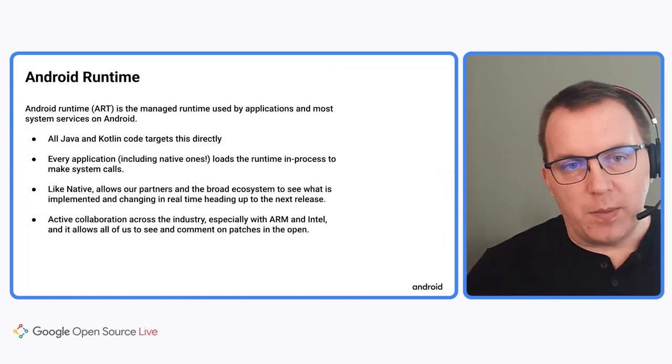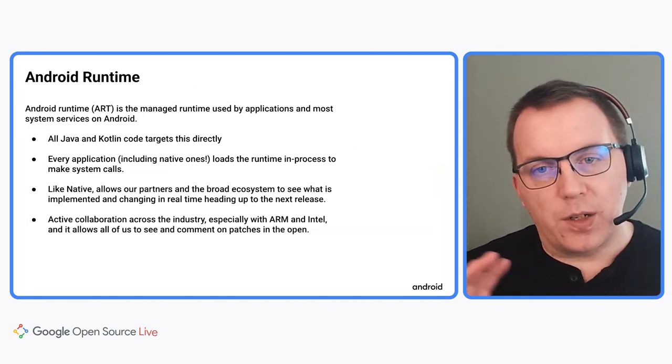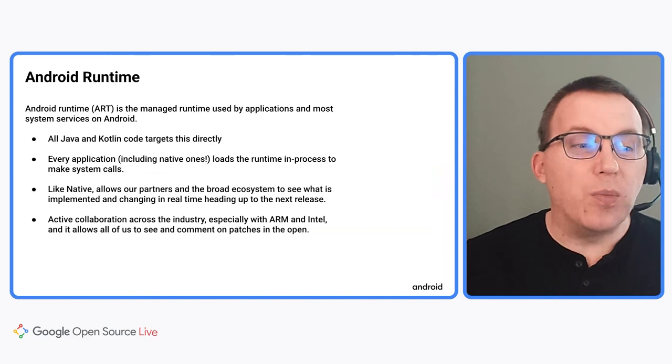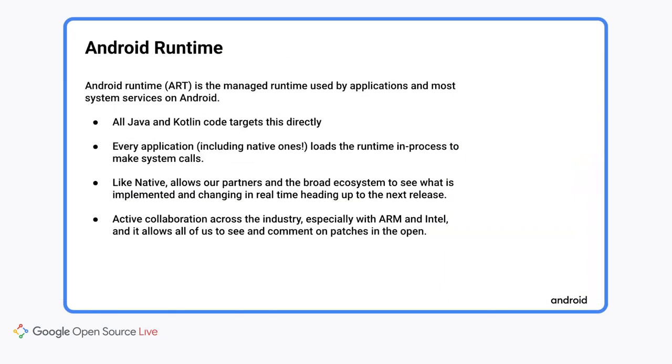And so the last thing on my team that I wanted to talk about is the Android runtime. ART is the managed runtime that's used by applications and almost every system service on Android. You're probably familiar with it because this is what all of the Java and Kotlin code directly target. But what many people don't realize is that this runtime is used by every native application in order to make system calls, in order to get intents or activations. It all comes in through this runtime.